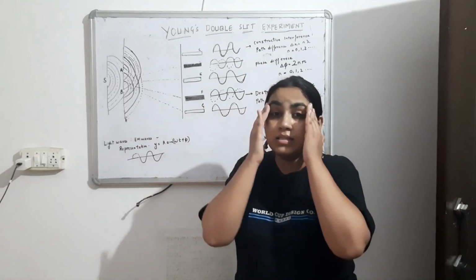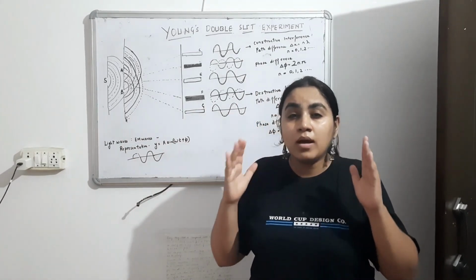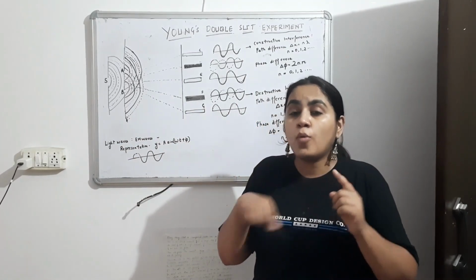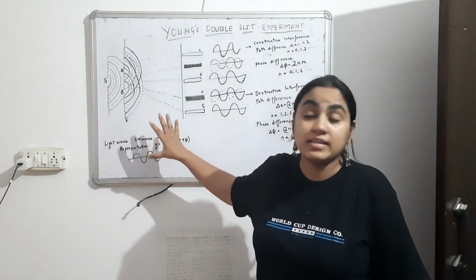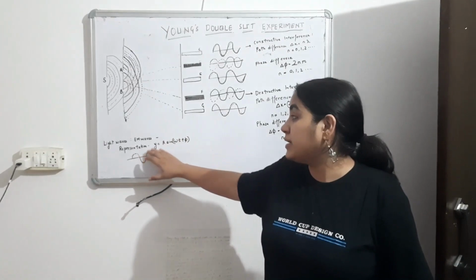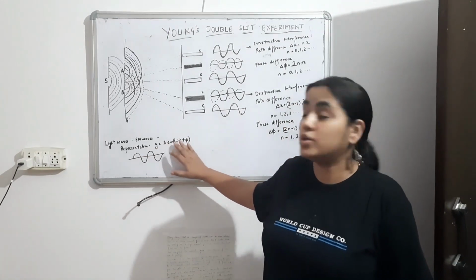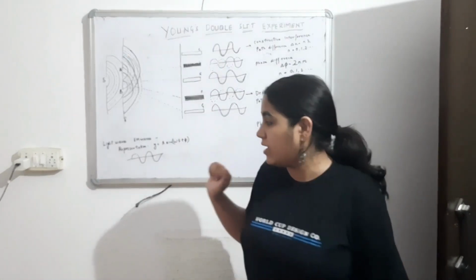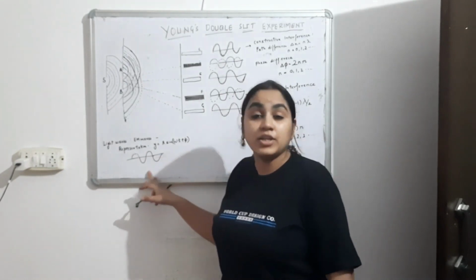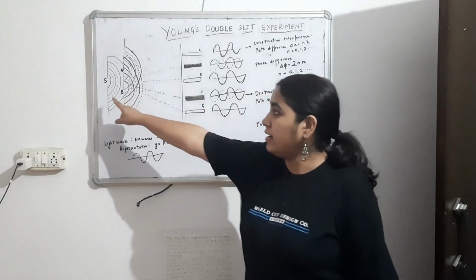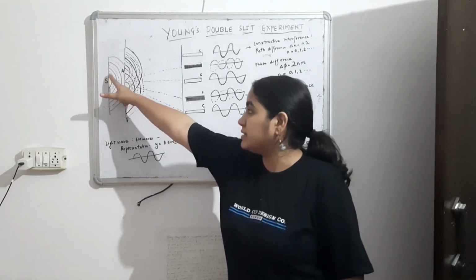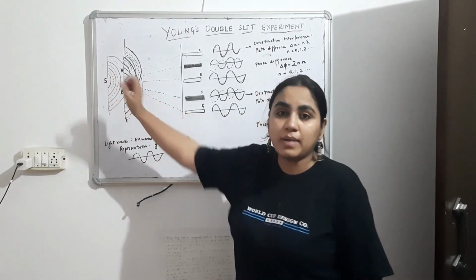Now let us go back to the Huygens wave principle, which tells us that light is an EM wave, and it can be represented by y equals a sin(omega t plus phi). That is, it is sinusoidal in nature, consisting of crests and troughs. Here, the crests are represented by the dark lines and the troughs are represented by the dotted lines.